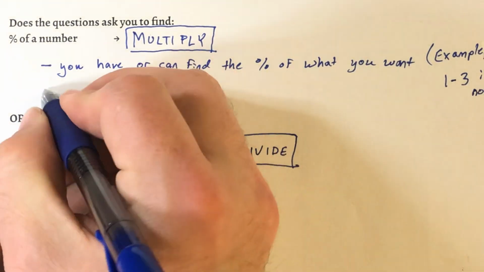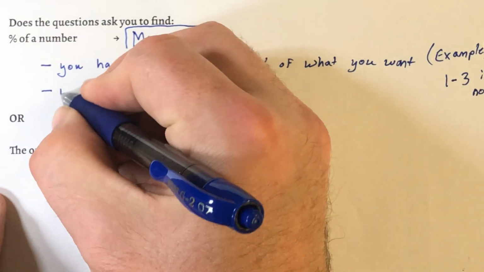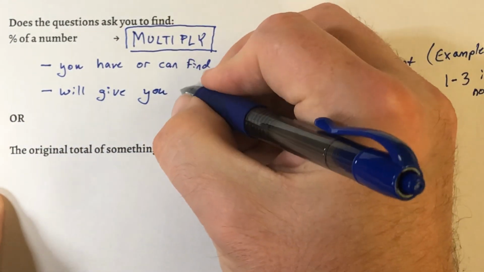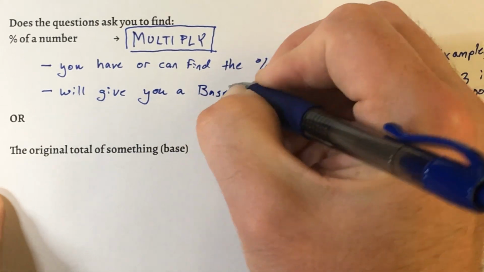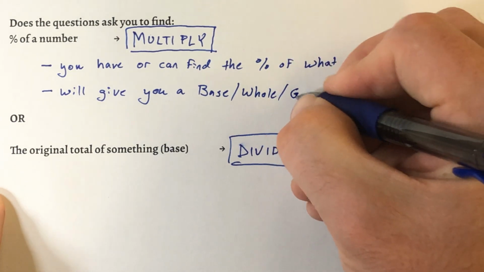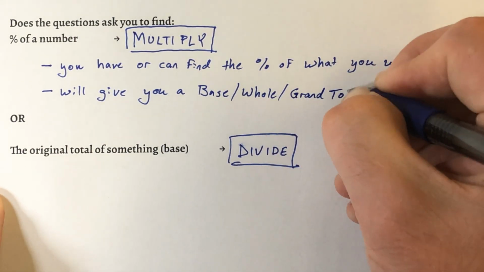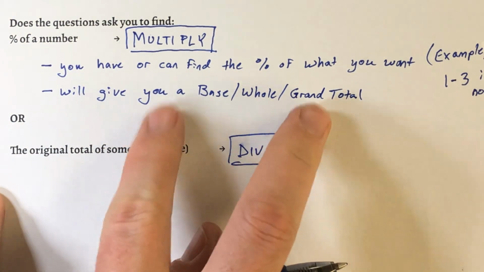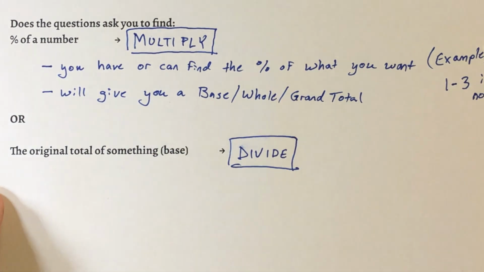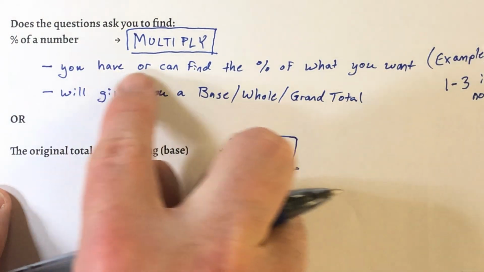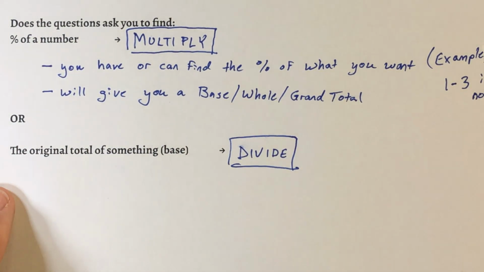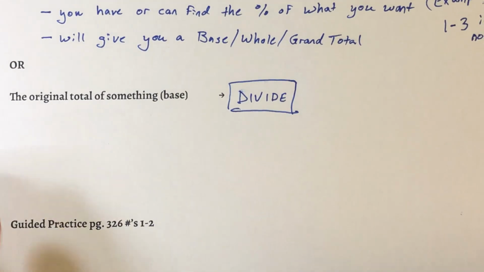What else could you use, or what other strategy? Well, it will give you a base, meaning it'll give you the whole amount of something, or it will give you some grand total. That's not the best strategy to use because sometimes numbers just sometimes look like totals. So be careful with that one. This is the best way. If you have or find a percent of the thing you want, you're going to find a percent of a number.